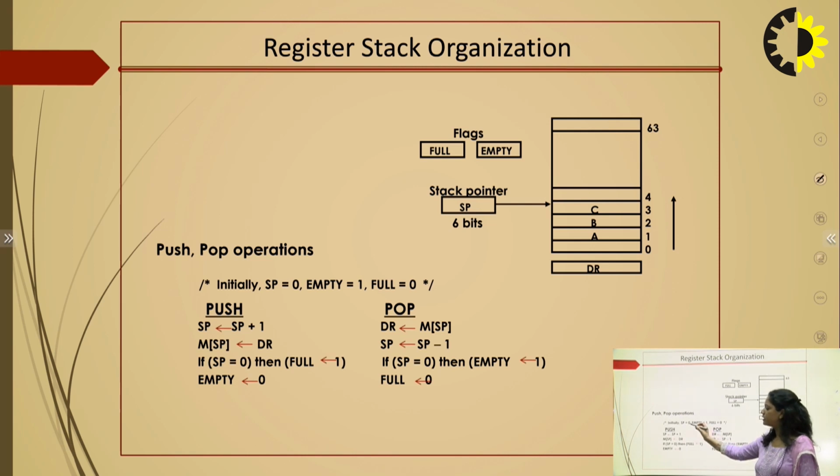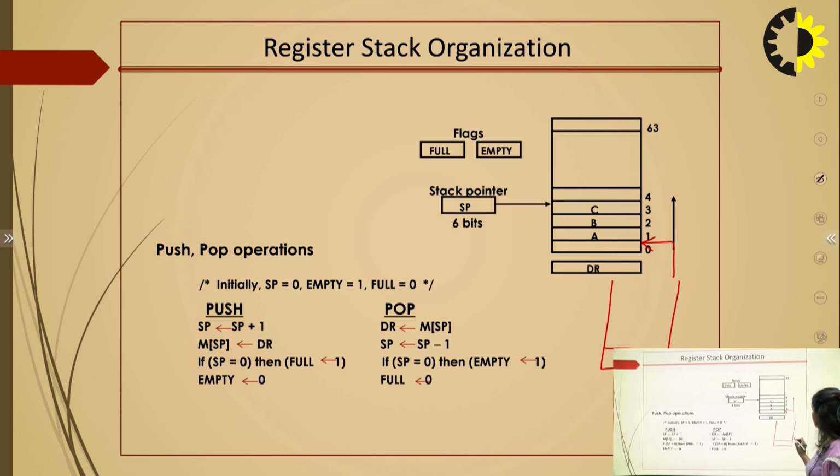Now initially we will be supposing that your stack pointer is 0, meaning it will be pointing to your 0 location, this location, and the value of empty is 1, meaning our stack does not have any value. Like this we can assume that the stack pointer is pointing to this location, and we have a data register over here from where the content is being transferred to your stack, and this is your 0 location. Then we have 1, 2, 3 and 4. Initially it is empty and we have no content in it.